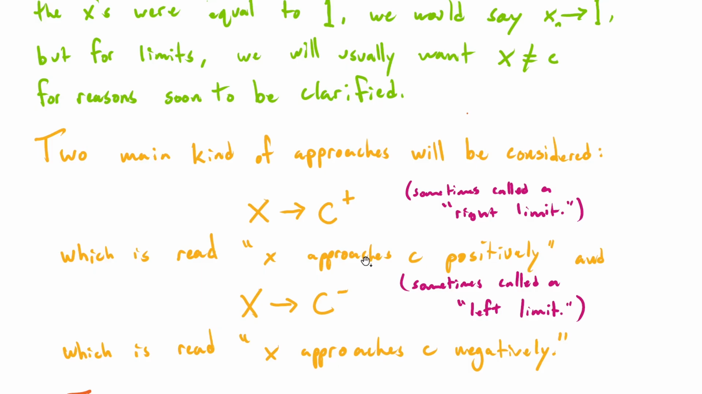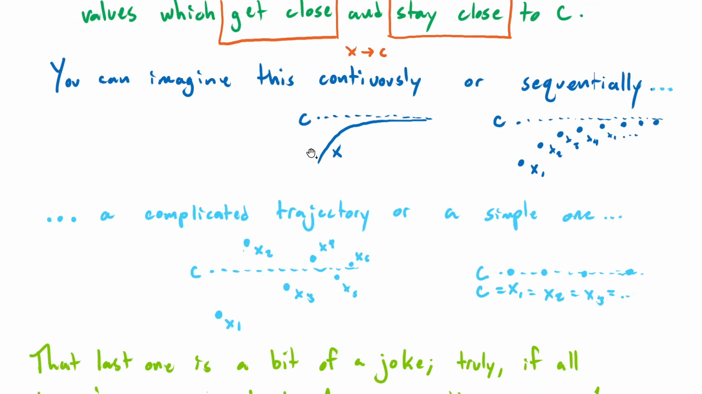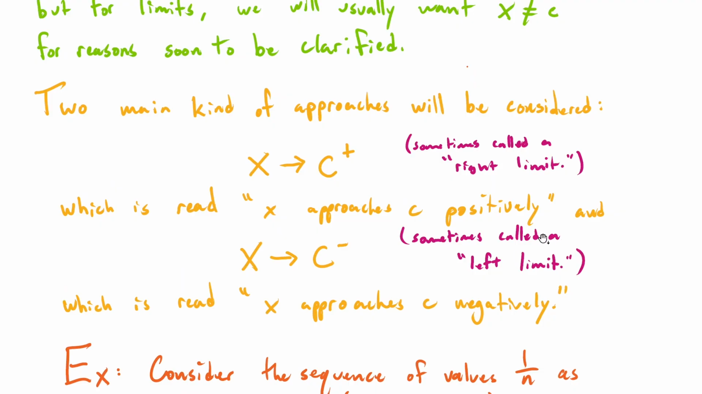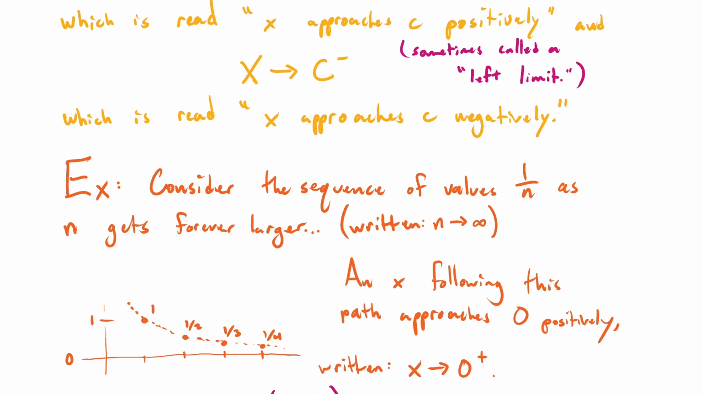The opposite of that would be approaching c from the left, or approaching c negatively, sometimes called a left limit. And what that means is that we're starting from values less than c, and we're increasing ever towards c, getting closer and closer. This sequence and this trajectory that I picked here, these are examples of a left limit. We're starting underneath or below the value of c, and we're getting closer and closer from below. If we looked at that on a left-right number line instead, that would be from the left. Let's think about some sequences or trajectories of x which approach certain values.